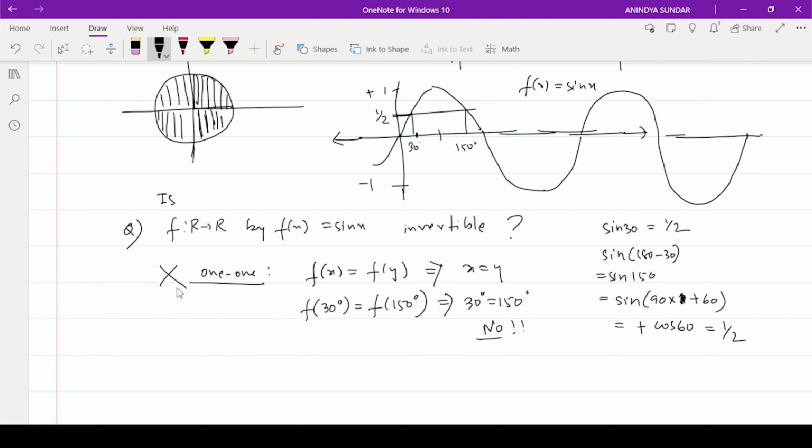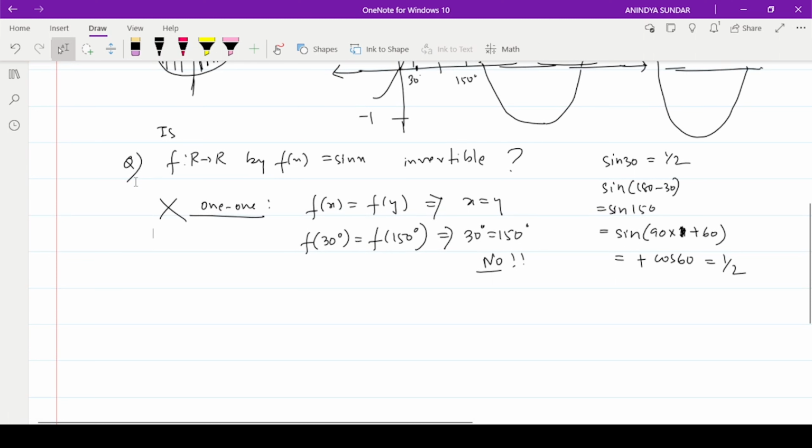Okay, if this function is not one-one, then this function is not going to be invertible. But still, let us check onto also. So is this function an onto function? For a function to be onto, I will check whether the range is the same as the codomain or not. Codomain is R and the range is -1 to 1. Are they the same? No, they are also not the same. So this function is also not onto. So the sine function is neither one-one nor onto. Then how can I say that the inverse of sine exists?